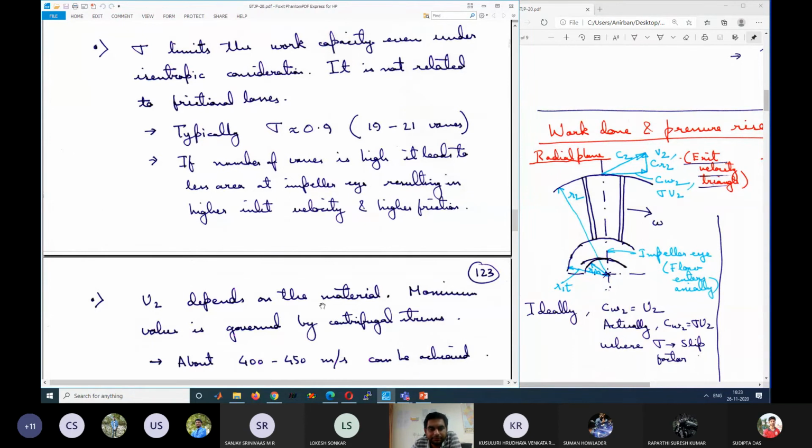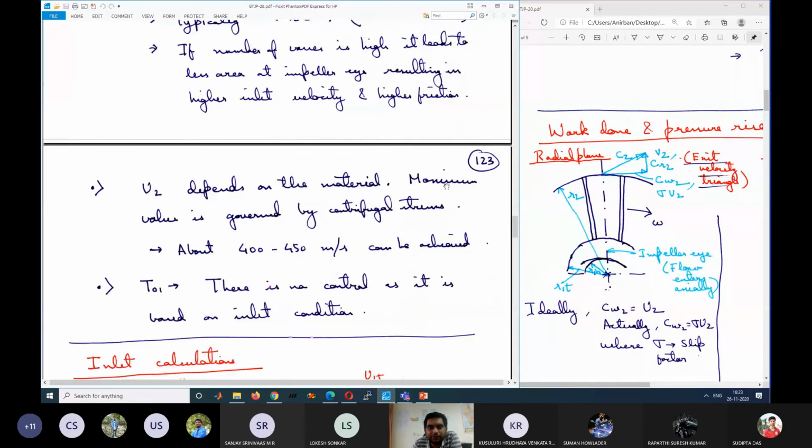So the maximum limit depends on the material. If it is aluminum, it has a certain limit. If you use a titanium compressor impeller, titanium blades, then it will be a higher limit. So you want lightweight material. That's why I'm saying aluminum, titanium, not tungsten or steel. Typically you can achieve just around the sonic velocity or slightly larger, so around 400-450 meters per second. That is the maximum limit of U2, and that governs the pressure ratio.